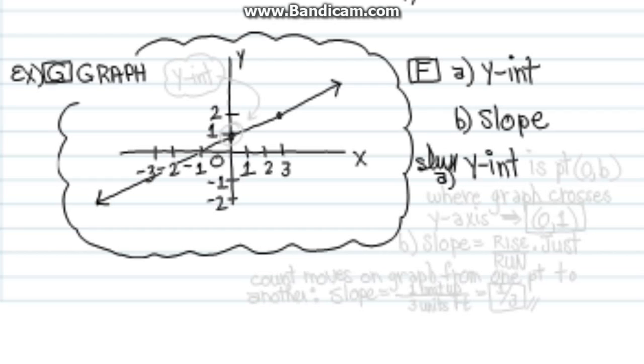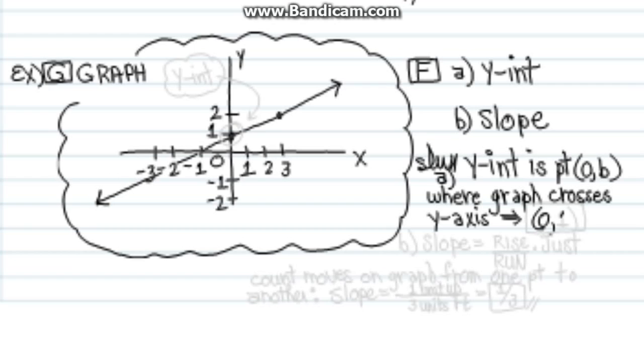The y-intercept is an ordered pair, (x, y) equals (0, b). B will be the y value where the graph crosses the y-axis. So what we need to do is take a really close look at this graph. Examine where the graph is crossing the y-axis. It crosses at y equals 1, up one level. So (0, 1) is the point that is the y-intercept, the crossing of the graph across the y-axis.